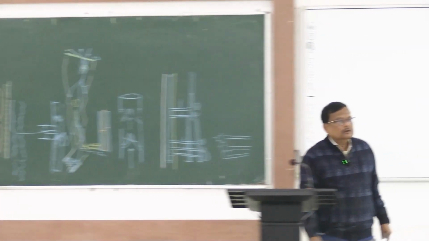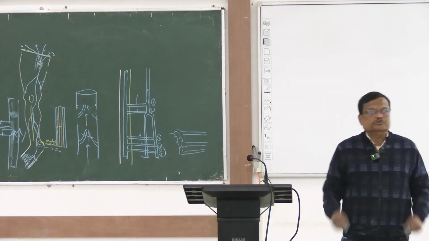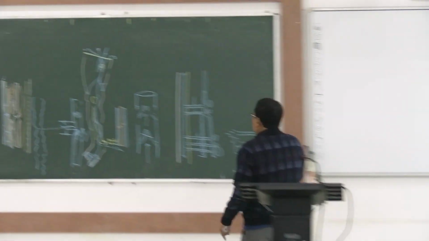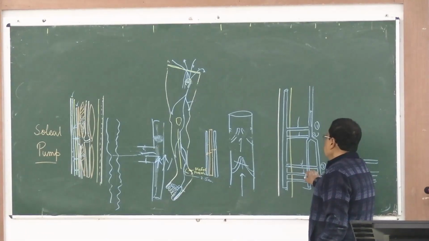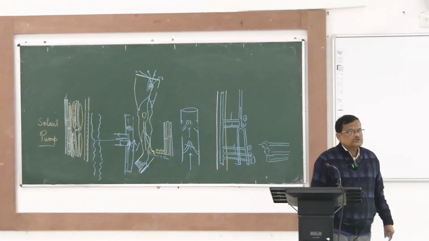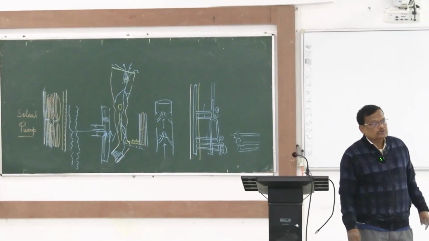Why important? Varicosity. If there is an incompetency of the valve of one or more of these perforators, there is a development of varicosity.